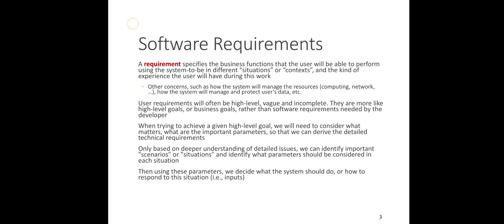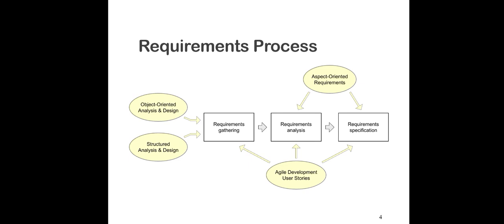Next, the requirements process. This diagram shows the requirements process, how requirements are processed. This slide shows the steps followed for getting, analyzing and finalizing requirements. First, requirements gathering. The first step is talking to users: interviews, questions and observations. Collect all raw requirements. Input can come from object oriented analysis, structured analysis and agile user stories.